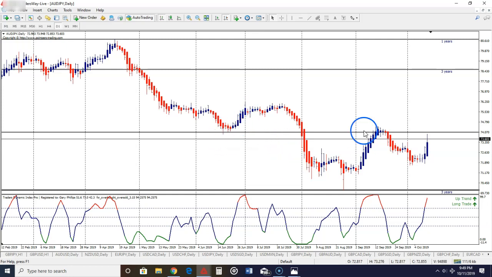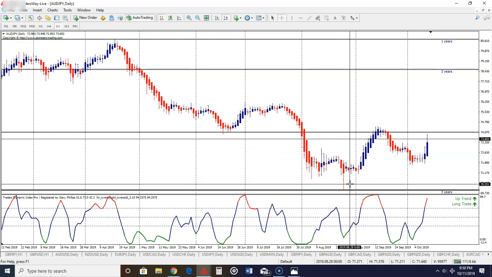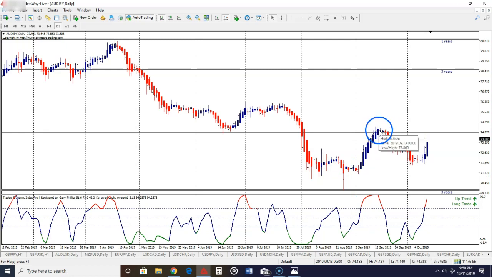Let's look at one more example. Let's take a look right here. You have price come all the way down. Price now decides to go up and test this level of resistance. Okay, what are we looking for?